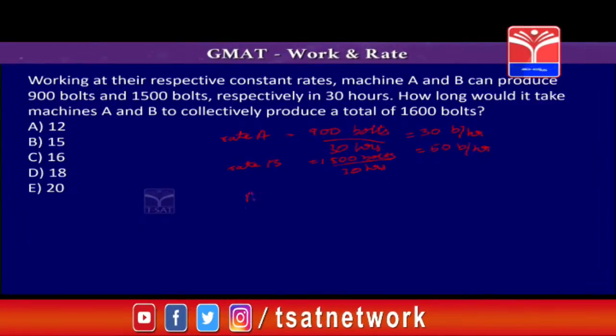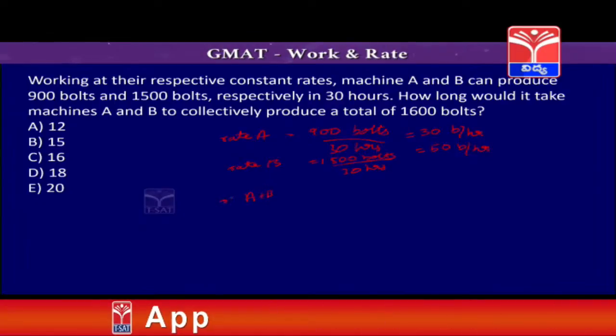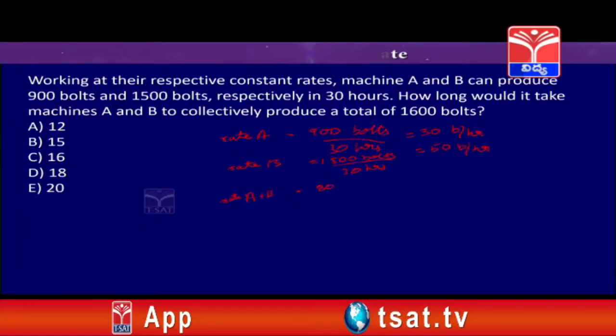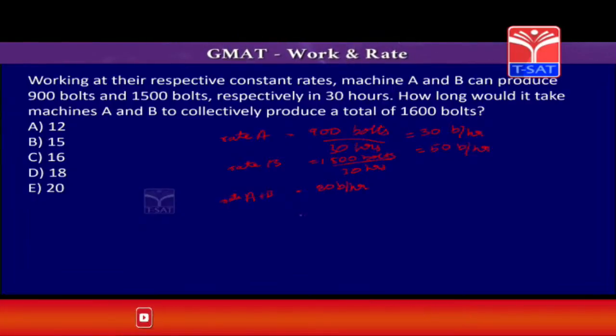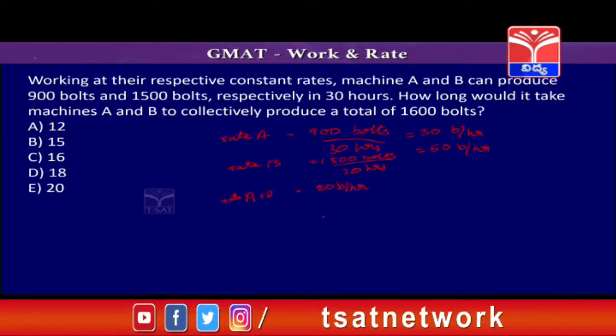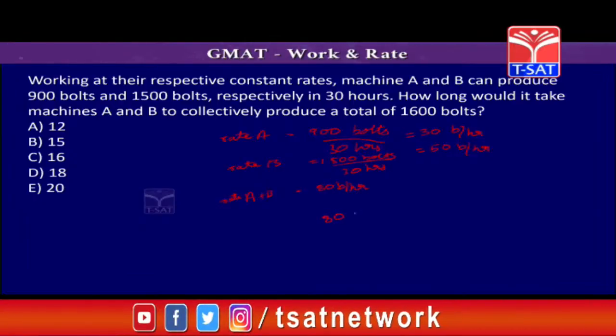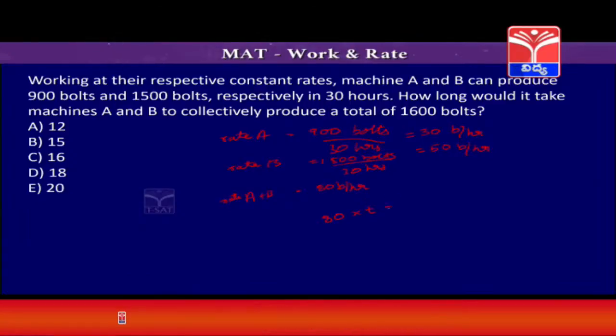How long would it take machines A and B to collectively produce a total of 1600 bolts? When they are working together, A plus B, the rates add up. So that will be 30 plus 50 is equal to 80 bolts per hour. And now what are they asking? They are asking how long it will take for A and B. If they are working together, the rate becomes 80, and rate into the time taken will be the total work.